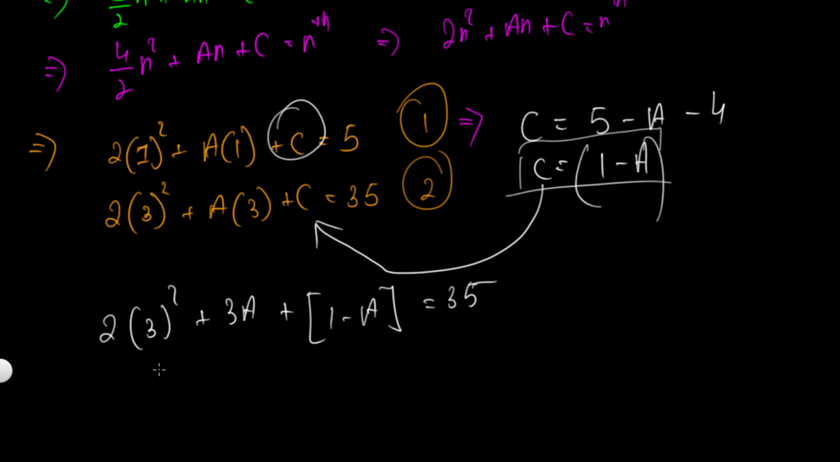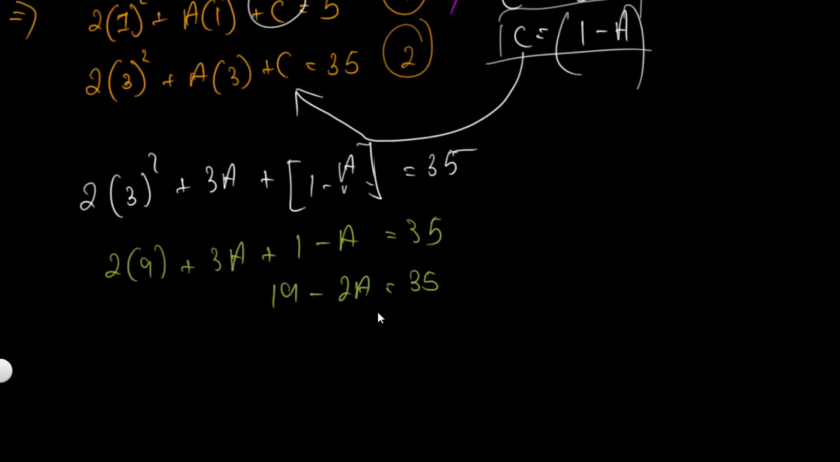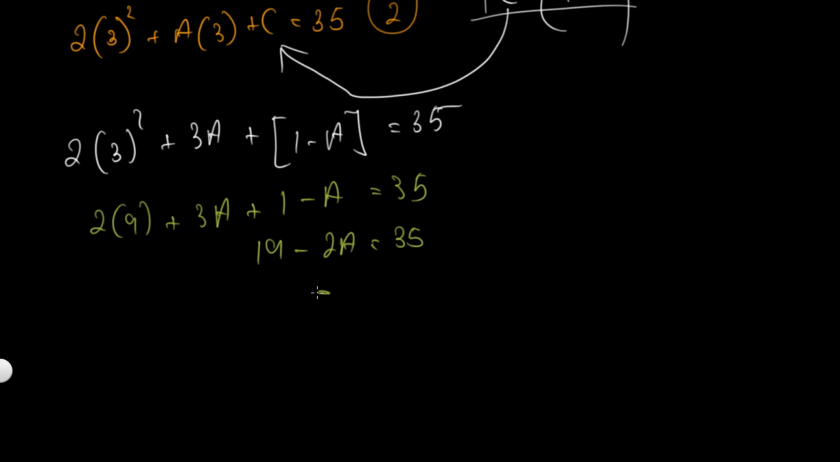So let's do that. 3 squared is 9. 2 times 9 plus 3b plus 1 minus b is equal to 35. 2 times 9 is 18. 18 plus 1 is 19. So 19 plus 2b is equal to 35. A little bit more algebra. 2b is equal to 35 minus 19. 35 minus 19 gives us 16. b is equal to 16 divided by 2, which is equal to 8.